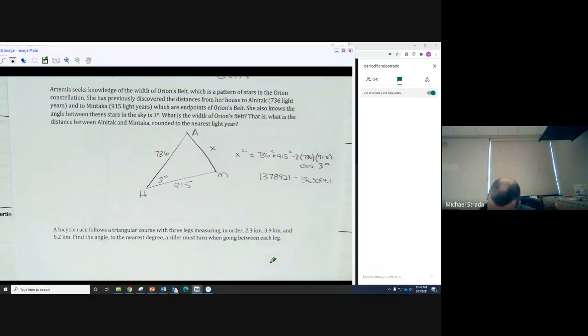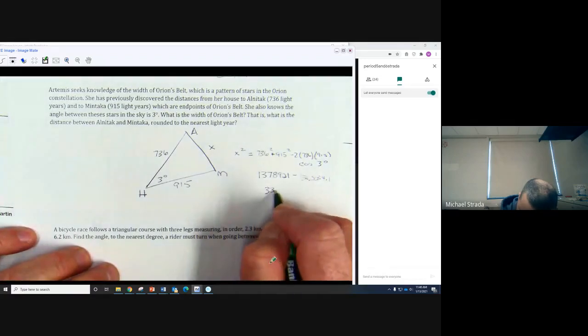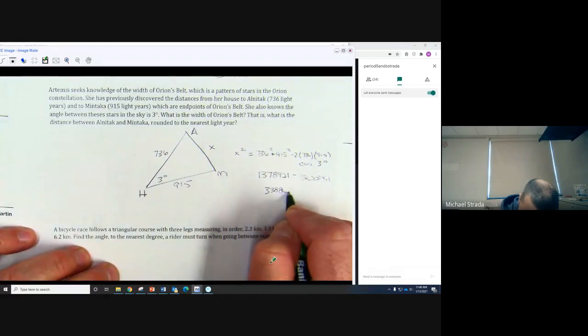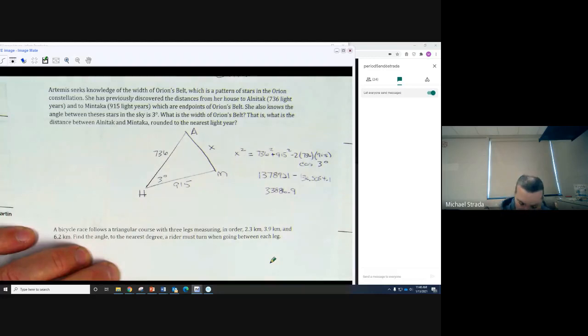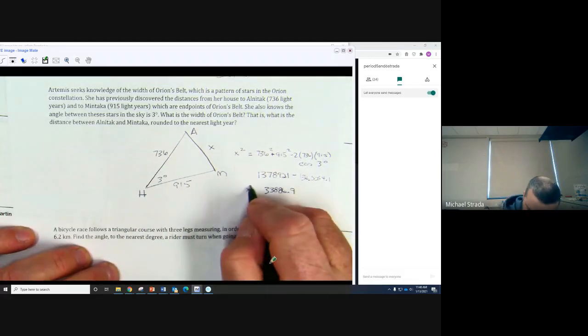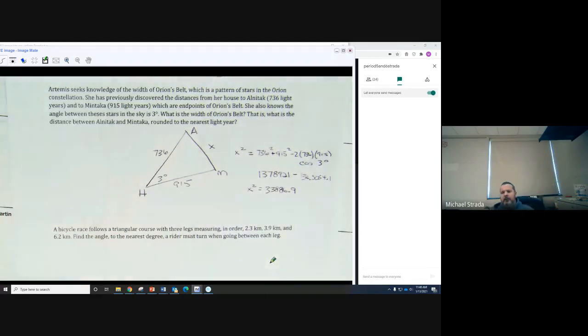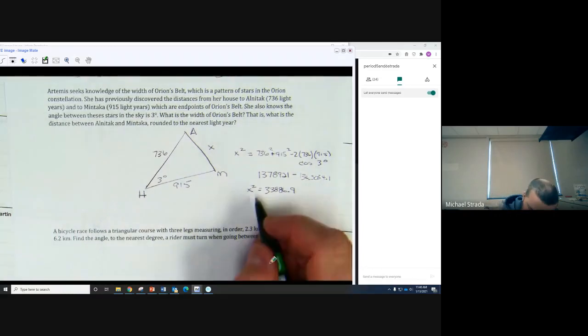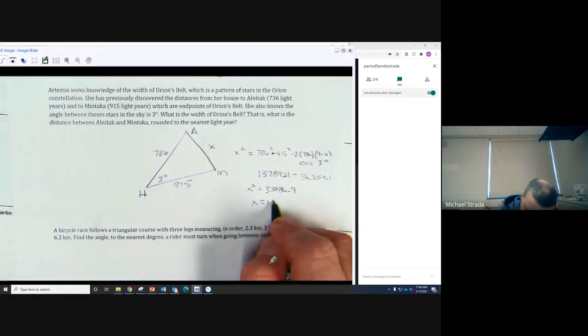Again, it's up to you what you want to do with your calculator, but that depends on how many steps you show. So this becomes 33,886.9. Please remember that that is x squared, not x. So your last step, as always, is to do the square root. And the square root of that comes out to be approximately 184.1 light.